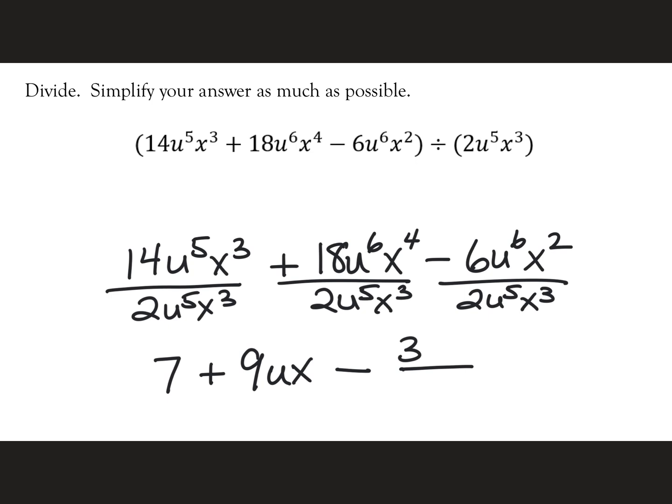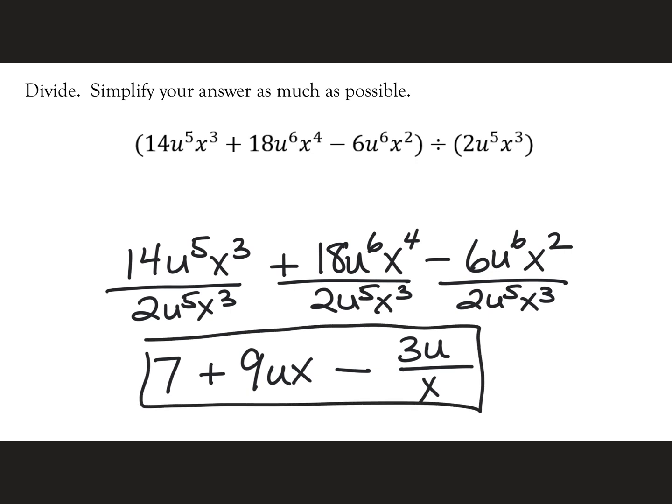Okay, so here we go. u to the 6 and 5 is just 1u. And then 2 x's on top, 3 x's on bottom. I have more x's on bottom. So 3 minus 2 is a 1. And there we go. And that is our final answer.